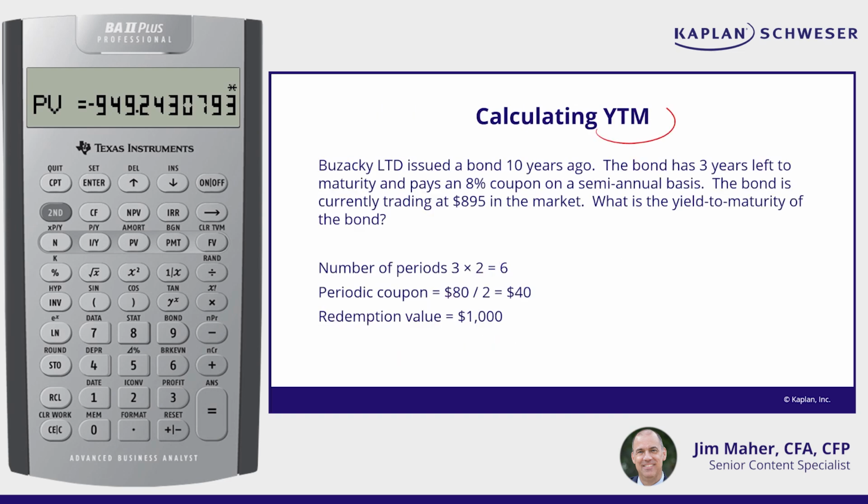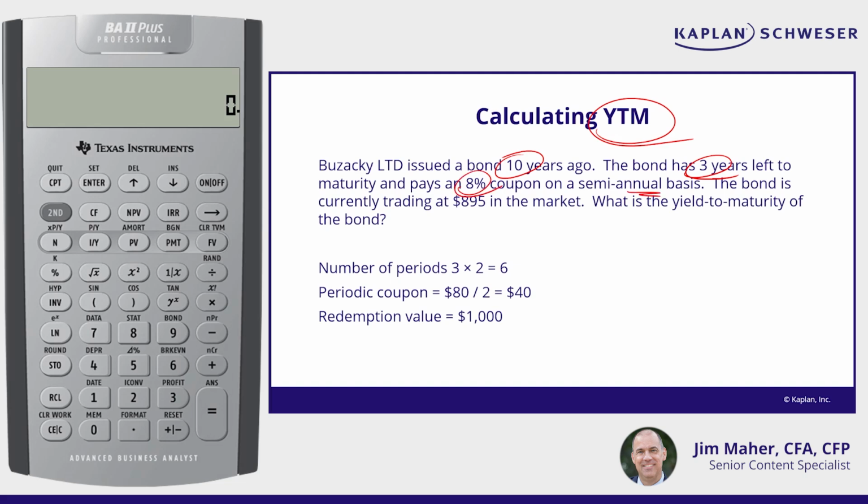Next up, we're going to calculate our yield to maturity here. I'm going to go ahead and clear our calculator, get it back to 0. There we go. We have our 10 years. We have our 3 years once again left to maturity. We have our 8% coupon paid on a semi-annual basis.